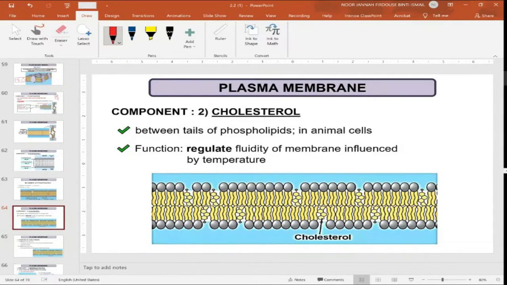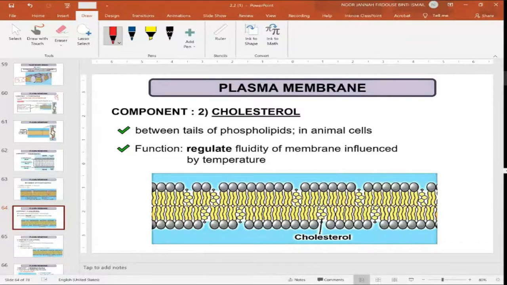Next, cholesterol. Dia macam accessory. Tak ada, tak boleh. Ada, tak boleh banyak. Sebab tu kita tak boleh tak ada cholesterol langsung. Okay, jadi cholesterol ni apa fungsi dia? Cholesterol can be found in between the phospholipid. The function is to regulate fluidity of membrane influenced by temperature.